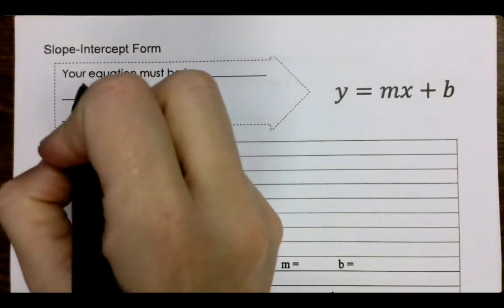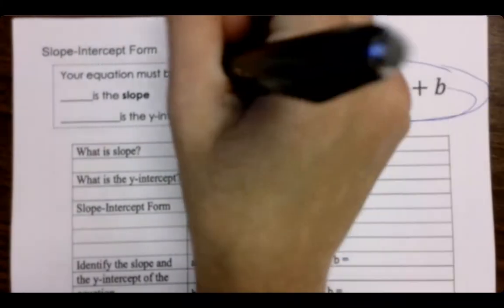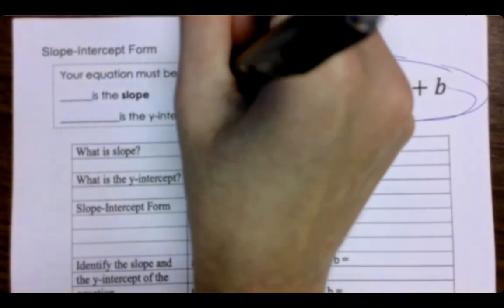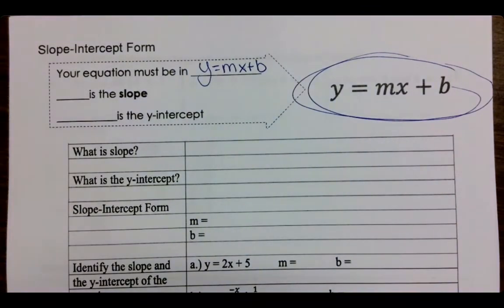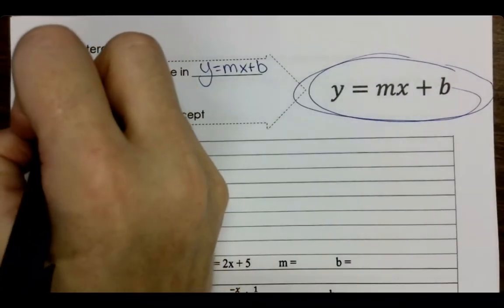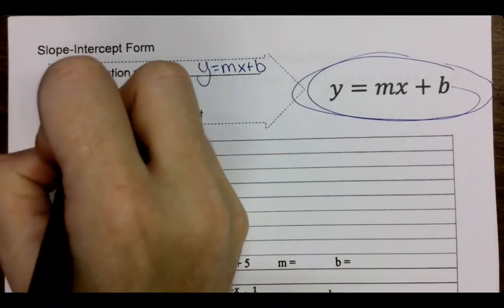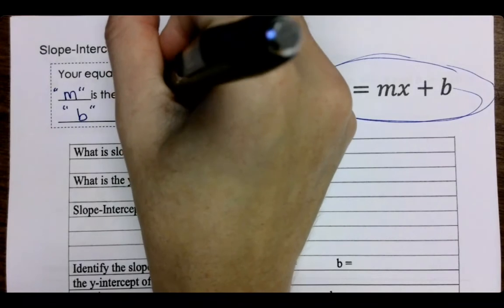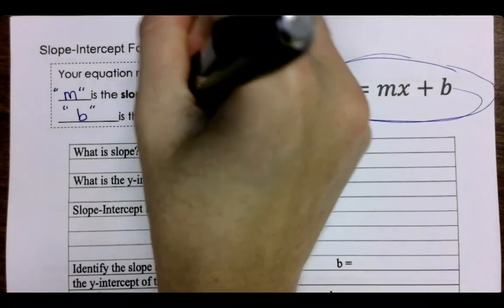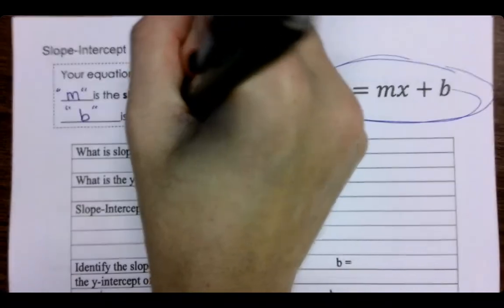All right. So our equation for slope-intercept form will always look like this: y equals mx plus b, where m is our slope and b is the y-intercept. And slope is change in y over change in x.